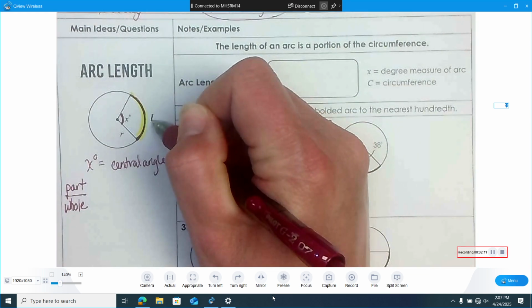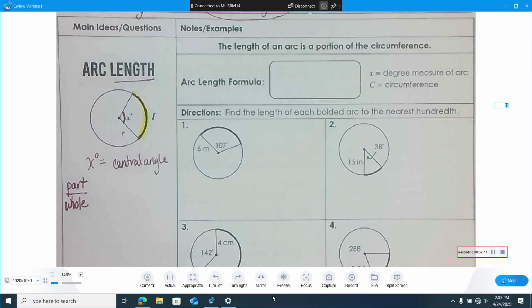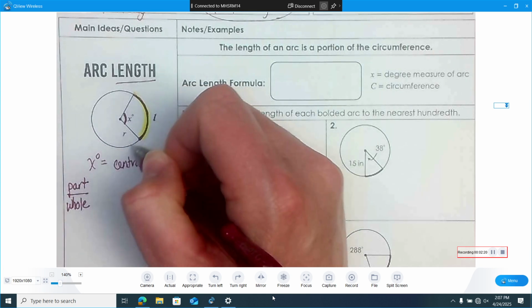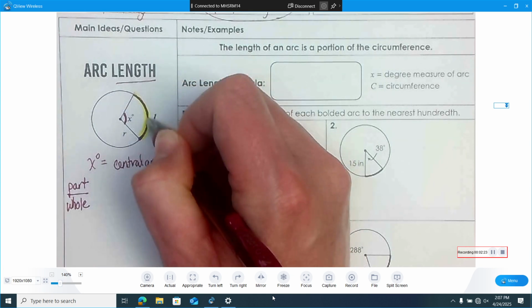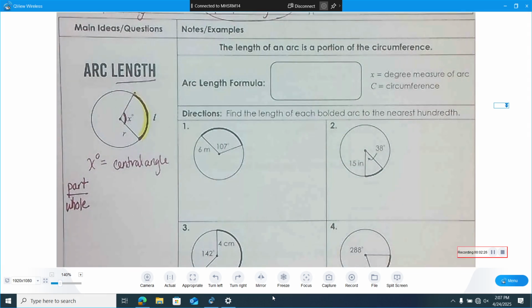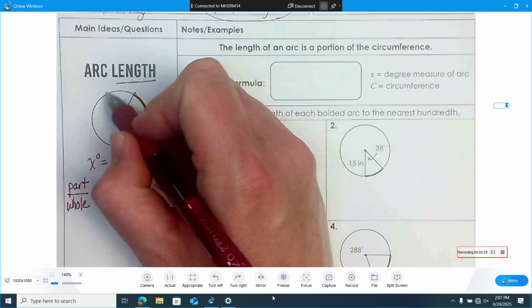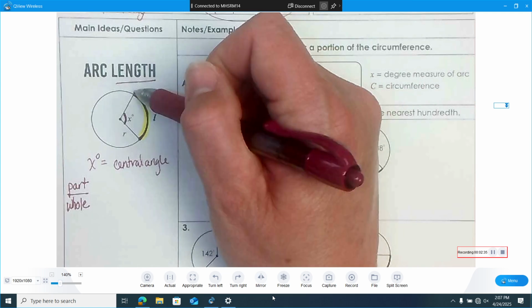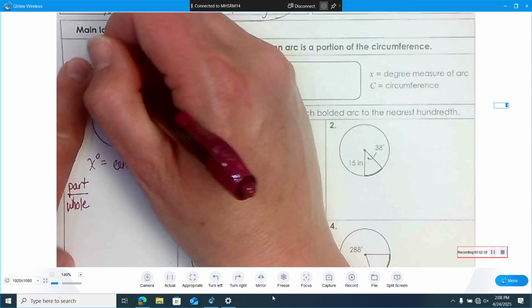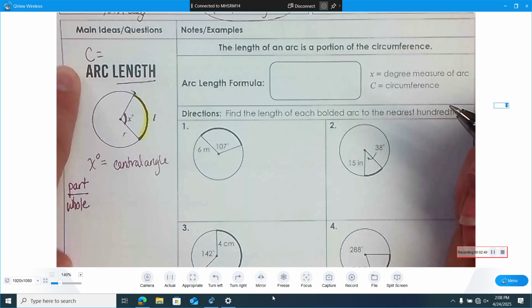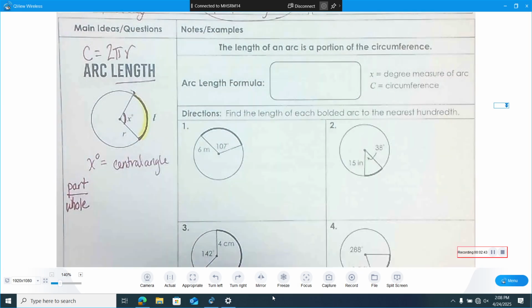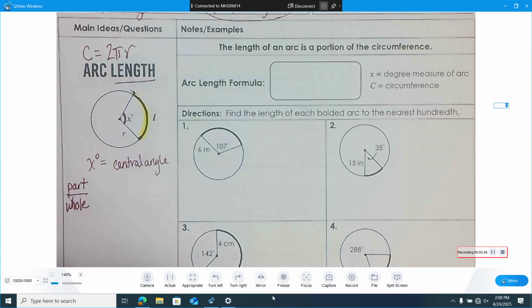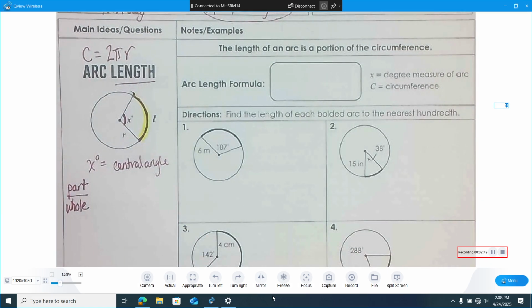So this is a little L for length, okay, arc length. And that length L is a portion of the whole length around the circle. We have a special formula that gives us the distance all the way around the circle. What's the formula that gives us the distance? Circumference, yeah. Circumference, what is the formula for circumference? Good, 2 pi r. So what we have here is we want to compare part of the circumference to the whole circumference of the circle.